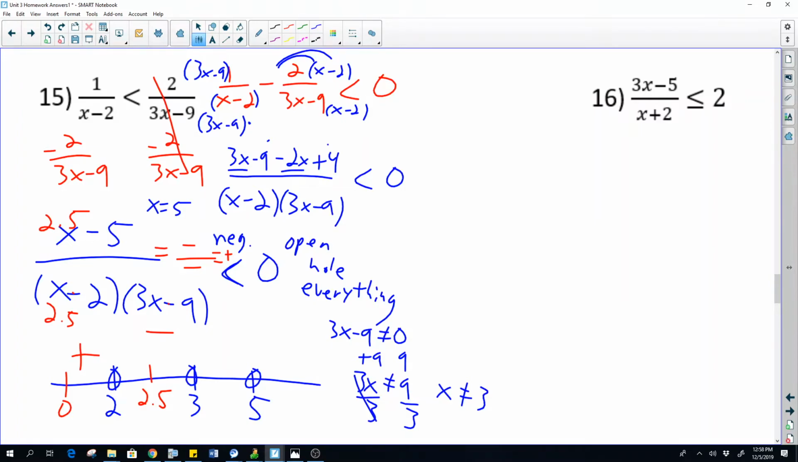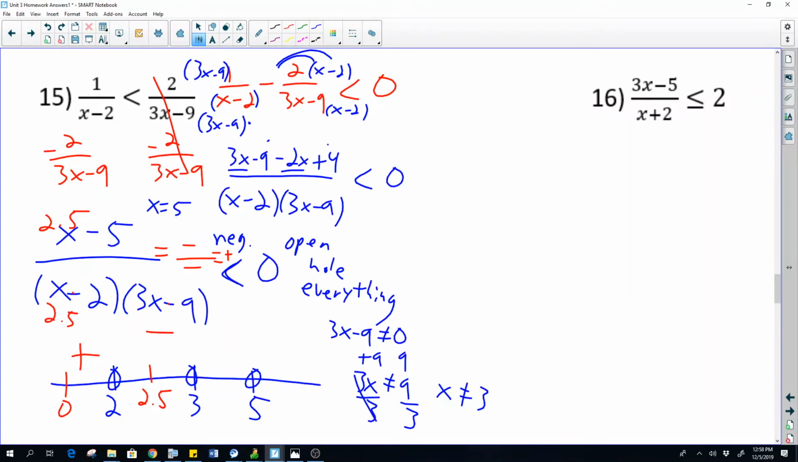Ooh, really? Let's double check your answer. Feel like I'm doing something wrong. Let's see here. First time teaching this. So we have 2 and 3 and 5. And so we have negative, and then between the 2 and 3 is supposed to be positive. Wait a sec. So I chose a number less than 2, like 0.